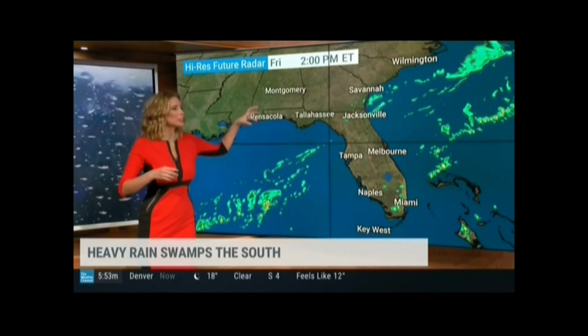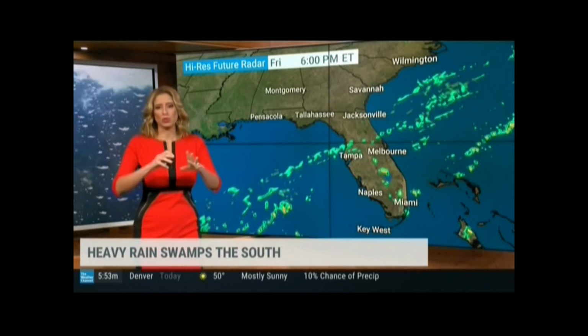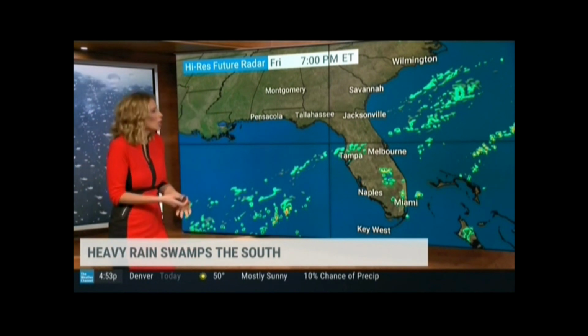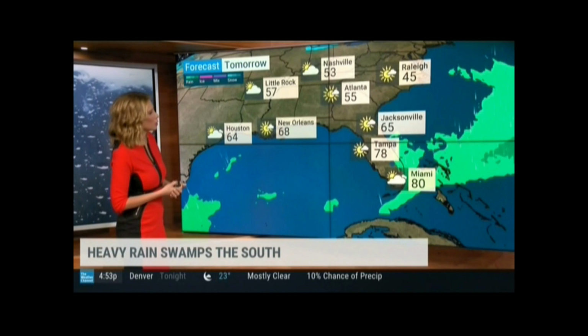These fronts, they really lose their oomph as they get down to warmer temperatures. Temperature-wise, as you get close to the equator, your temperatures don't change a lot. And so that's one of the reasons these things wash out.